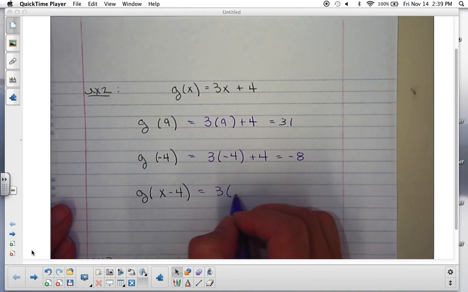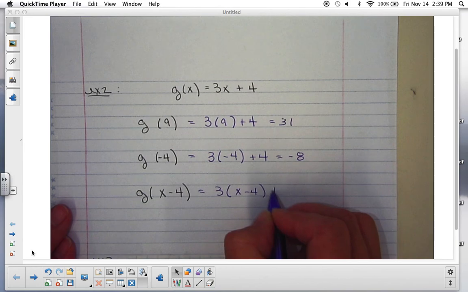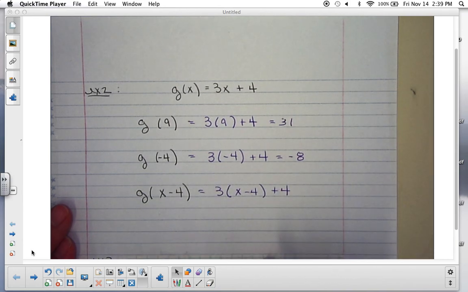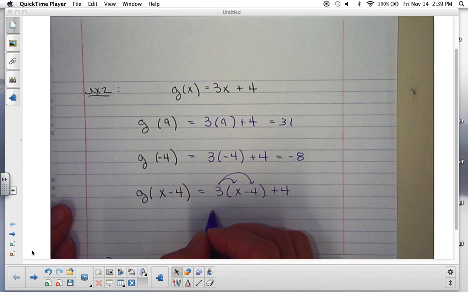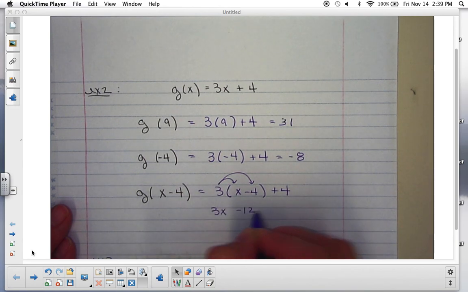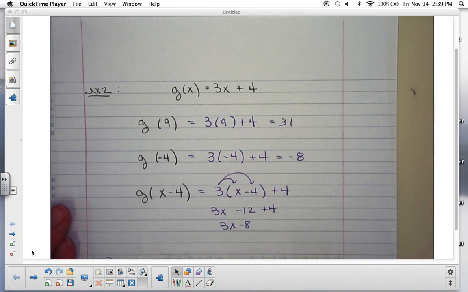Here it's 3 times x minus 4 plus 4. So essentially you just substitute in, but if it's a bigger algebraic blurb, you're going to sub that in, and this normally would distribute. So we're going to get 3x minus 12 plus 4. My final answer here will be 3x minus 8. How did you do?